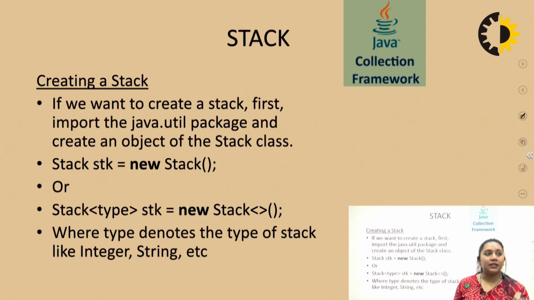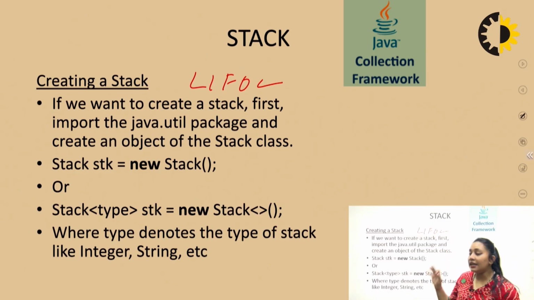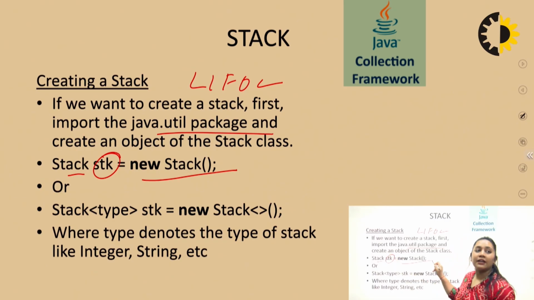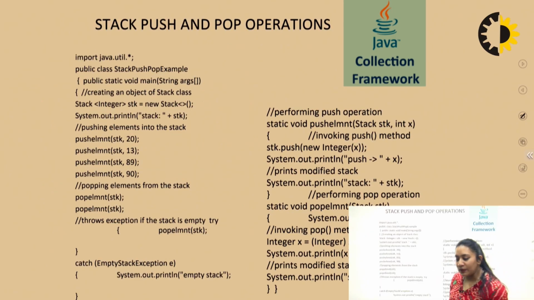Stack follows the LIFO principle, which is last in, first out. It can be implemented using the java.util package. How can you create a new object in this? By using the stack, the name of the stack, the new stack will be created. Let's understand with the help of an example.